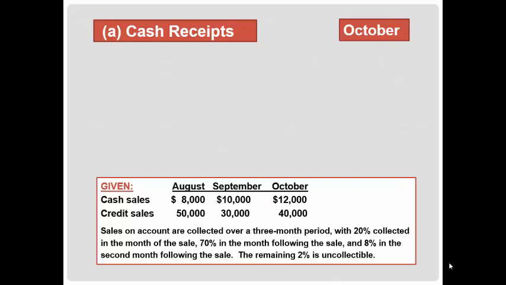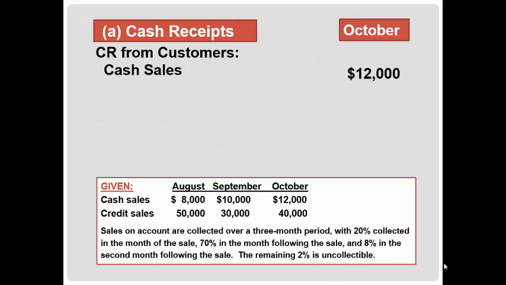So when we prepare our cash receipts section, we'll look at what we received from our customers based on our sales. And the first thing is we did have cash sales during October. So those will be collected during October. Now we are preparing what is collected during October, so we won't include cash sales from August or September. Those were collected in those months respectively.